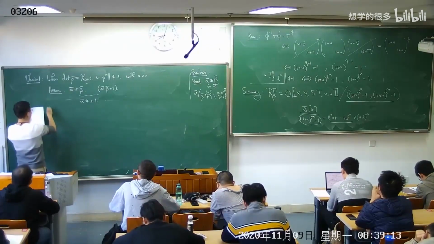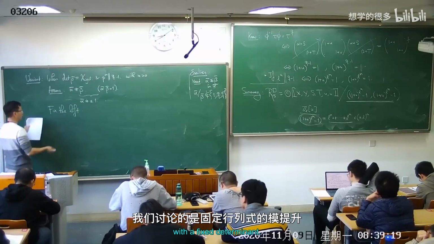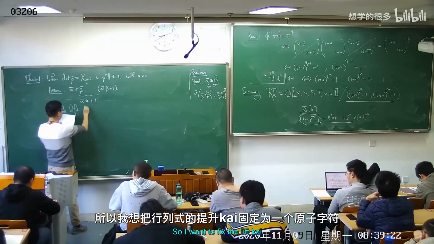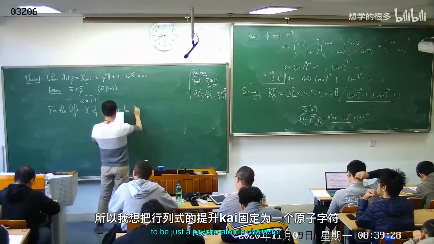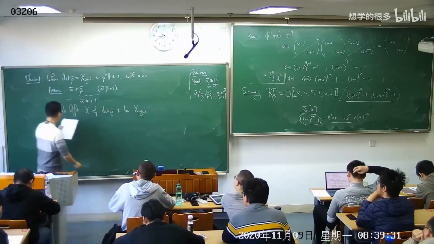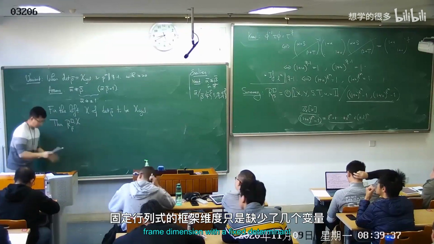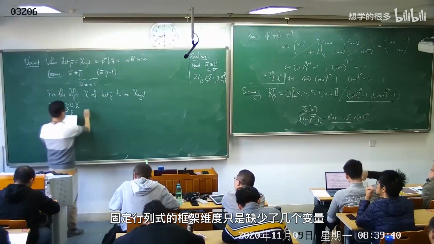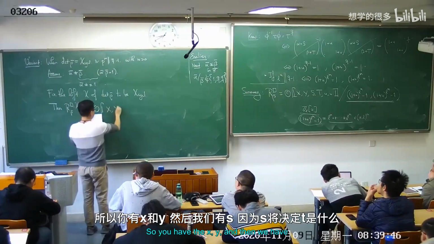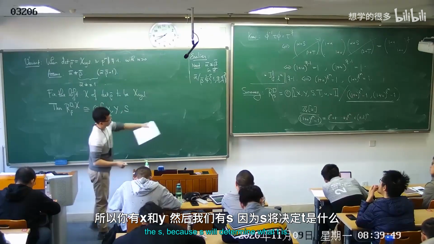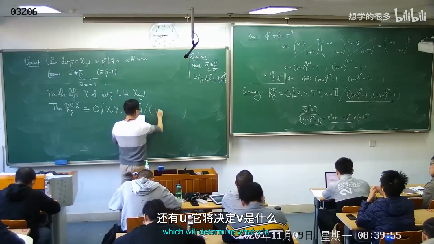And I want to fix. We talked about the modularity lifting with a fixed determinant. So I want to fix the lift chi of determinant rho bar to be just the cyclotomic character. Then the framed deformation with a fixed determinant is just a few variables short. So you have the x, y and only have the s, because s will determine what t is, and also u, which will determine what v is.